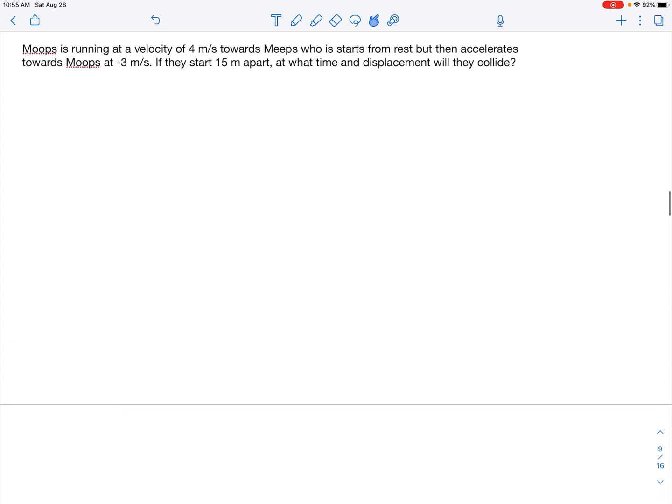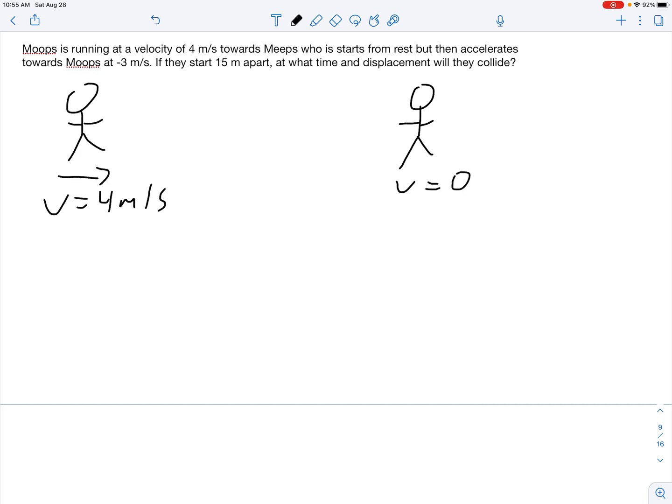All right, so the last one is the harder one. Let's go over it. Moops is running at a velocity of 4 meters per second towards Meeps. Meeps starts from rest, but accelerates towards Moops at negative 3 meters per second squared. That's her acceleration, so that should be a squared. So her a is negative 3 meters per second squared.